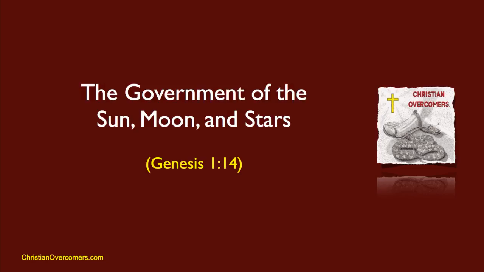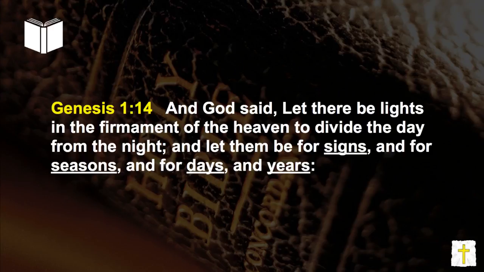But we're going to get into, if I can pull up the verse here, there we go. All right. Genesis 1 verse 14. Let's start there. And God said, "Let there be lights in the firmament of the heaven to divide the day from the night, and let them be for signs and for seasons and for days and years."